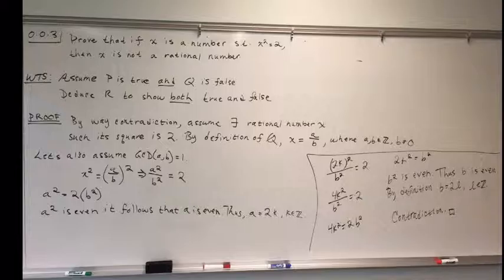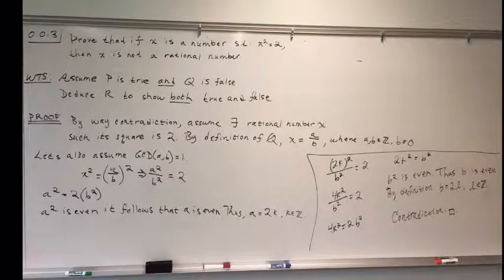And in our last example, we saw that the square root of 2, in other words, a number whose square is equal to 2, is necessarily not rational. It's necessarily an irrational number. And it was a proof by contradiction because we began by assuming that p was true.